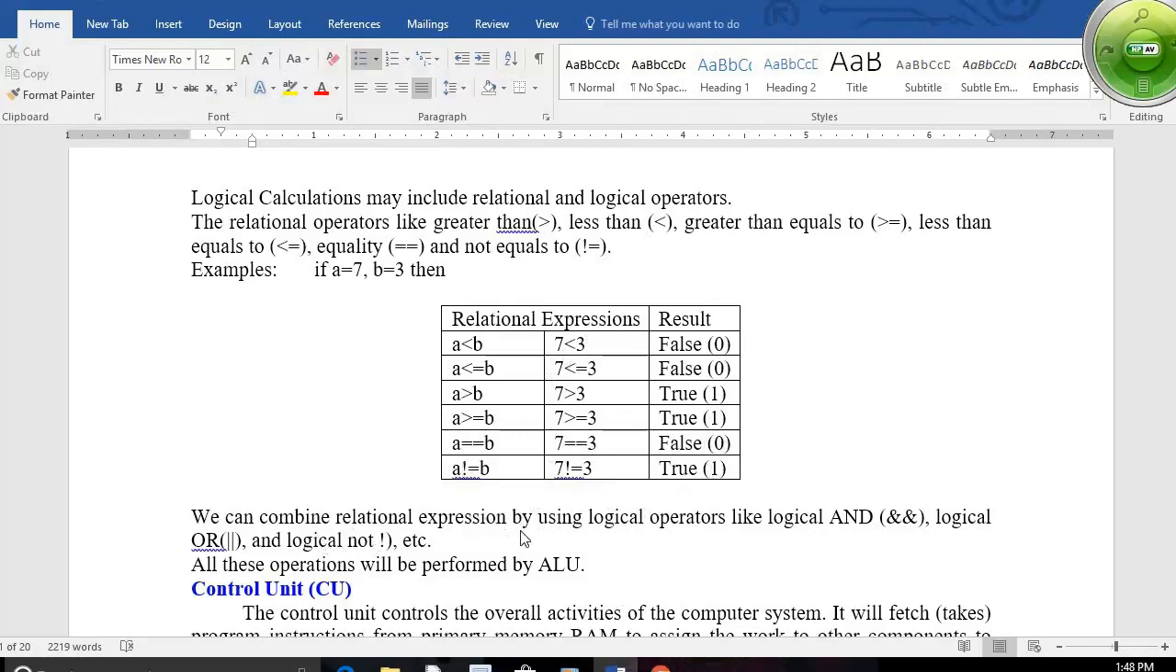We can combine these relational expressions by using logical operators like logical AND, logical OR and logical NOT. AND symbol twice means logical AND, pipe symbol twice means logical OR, and then logical NOT. In forthcoming classes we'll learn more. All these operations will be performed by the ALU.